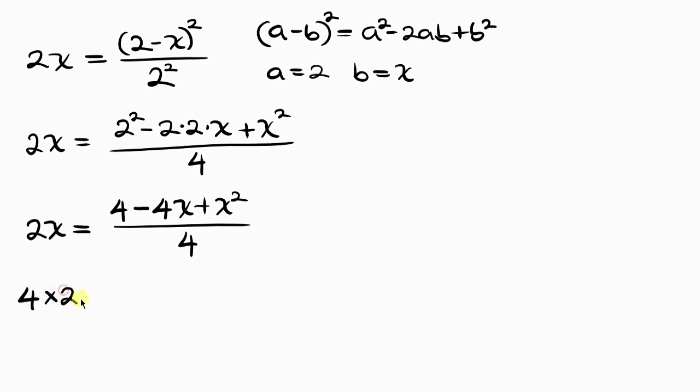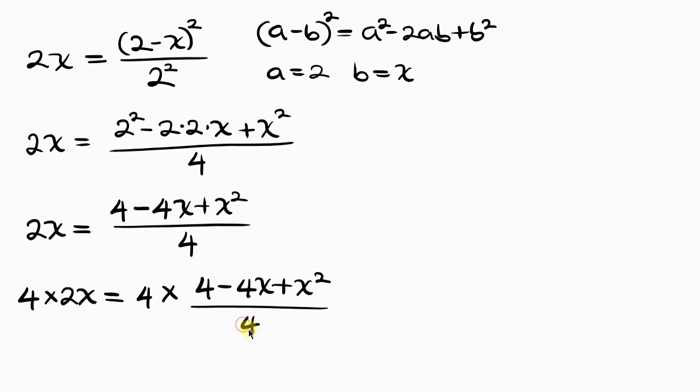So 4 times 2x equal to the right-hand side. I'll do the same thing and multiply the right-hand side by 4. So 4 times 4 minus 4x plus x squared all over 4. Now notice that this 4 can cancel off this 4. So we have 4 times 2x, that's 8x, to be equal to, now this is what I have remaining, which is 4 minus 4x plus x squared.